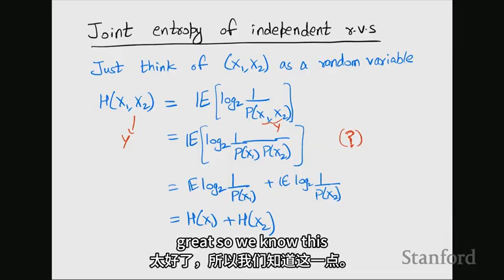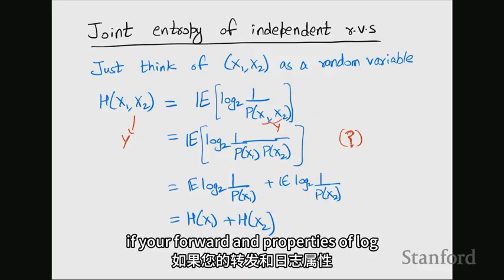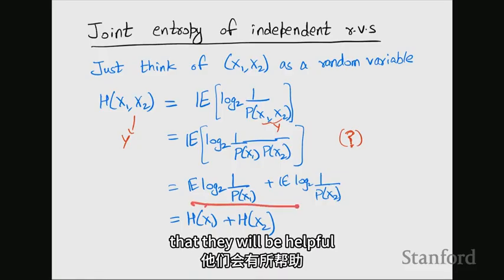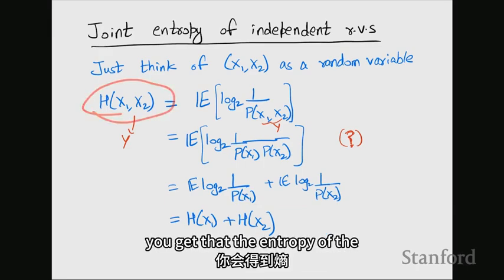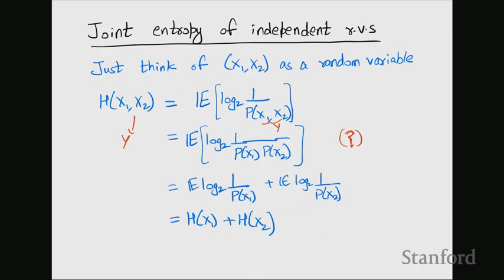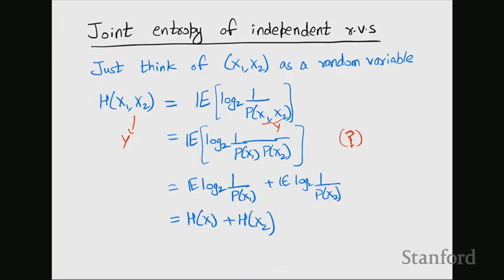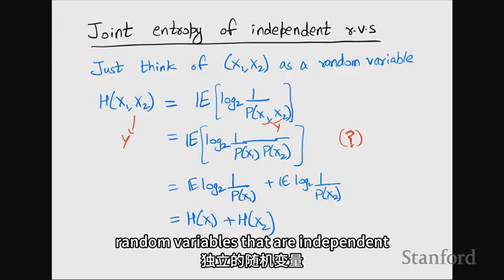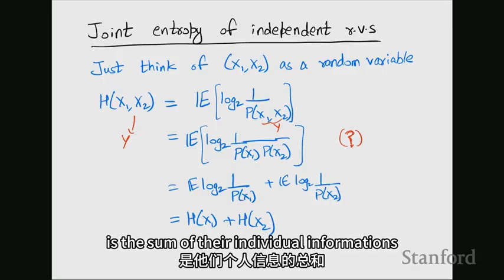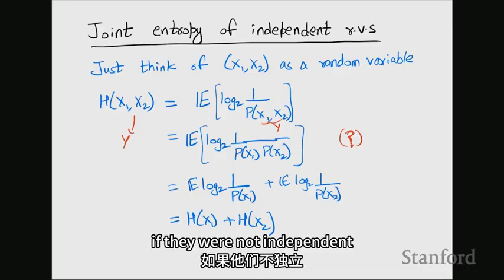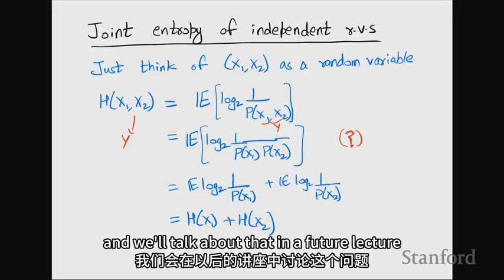So we know this. And then we know the log properties. If you have forgotten the properties of log, please revise them, as they will be helpful. So at the end of the day, you get that the entropy of the two variables is the same as the sum of the entropies. So what we are saying is you have two random variables that are independent. So the total information contained in them is the sum of their individual informations because they are independent. If they were not independent, then something else will happen, and we'll talk about that in a future lecture.